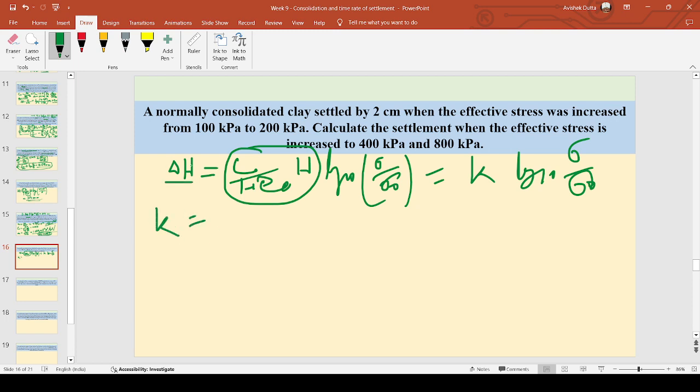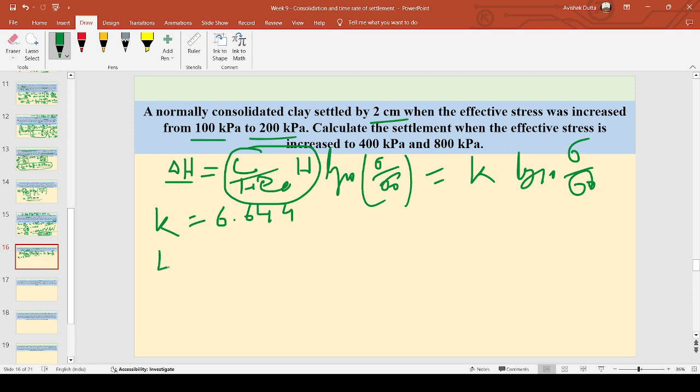Settlement del h is how much? Del h is 2 meter. Sigma final is 200 kilopascal. Sigma 0 is 100 kilopascal. K will be equal to how much? K will be a constant that is equal to 6.644. Same soil, same kind of properties everywhere.